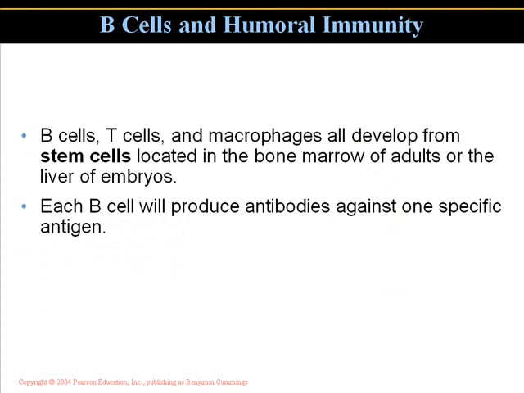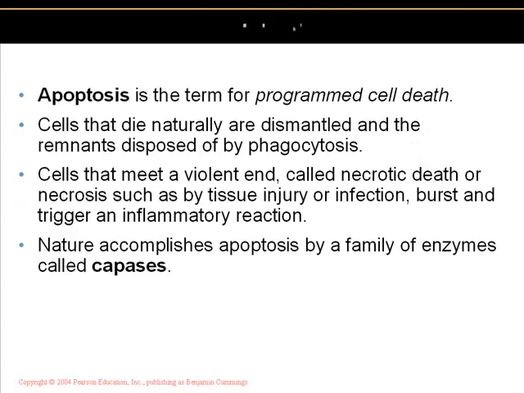B cells, T cells, and macrophages all develop from stem cells. You all know what stem cells are. These are the immature cells in the bone marrow, sometimes in the skin as well, or deep in the integumentary system, I guess I should say, that can differentiate into whatever cell is needed for that time or for that crisis. Stem cells are located in the bone marrow of adults or in the liver cells of embryos. Each B cell will produce antibodies against one specific antigen.